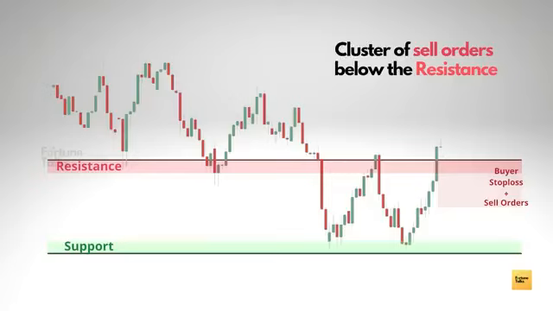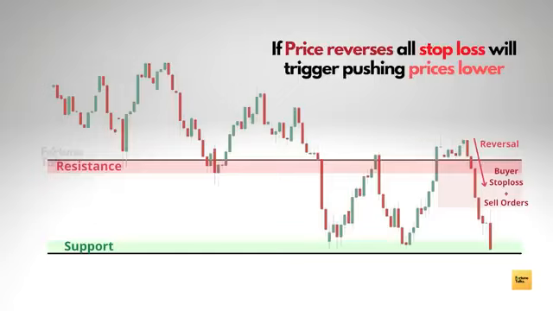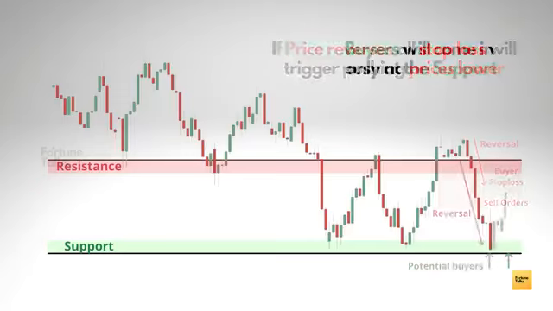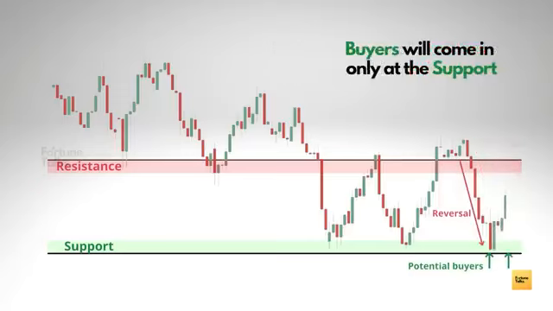Now there is a cluster of sell orders below the resistance from both the sellers and the buyers. And by some chance, if the price manages to reverse, all of these stop losses would be triggered, which will induce further selling in the market, and the market will reverse even lower. And there is a good chance if the reversal comes, it can be very swift towards the downside to the nearest support level or the floor area where the buyers could then potentially come in.